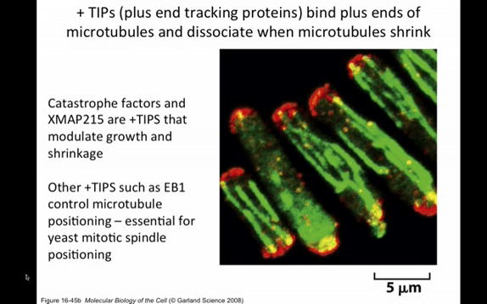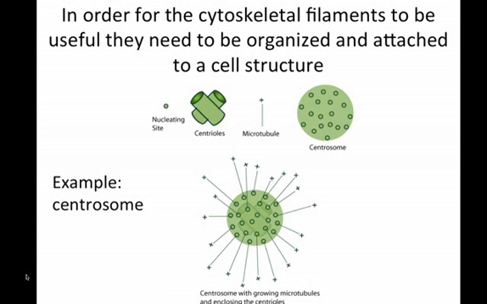Okay, another few minutes. Okay, so in order for the cytoskeletal filaments to be useful, they need to be organized and attached to the cell structure, right? If you just have an actin filament floating in the cytoplasm, it's not very useful. Well, I guess it can be, but usually it's attached to some kind of cell structure. Same with your microtubules, right? They're attached to your centrosome. That's kind of like an anchor, and they radiate out from there.